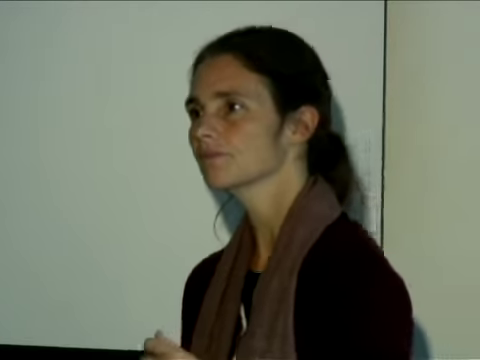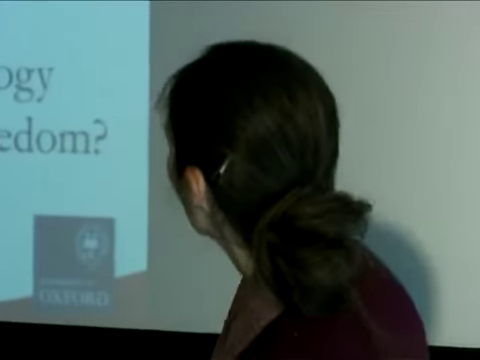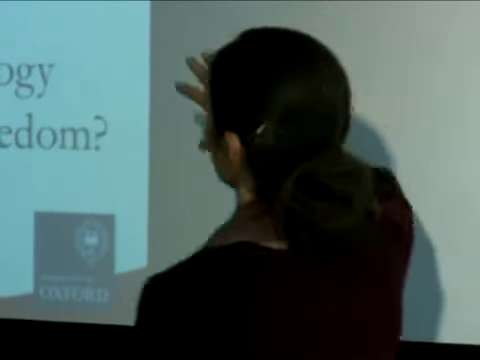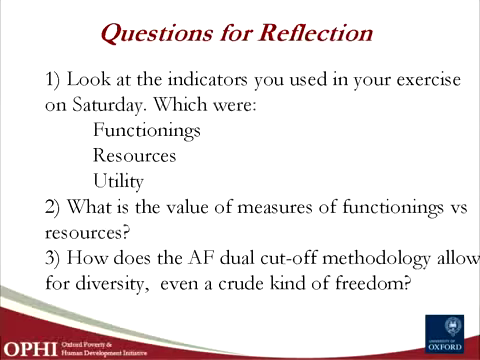Okay. Anyone want to give a quick answer to how our method allows for diversity? Just trying to review. You can see separate deprivations. Mm-hmm. And how many do you have to be deprived in to count as poor? Depends on the cutoff. Right.